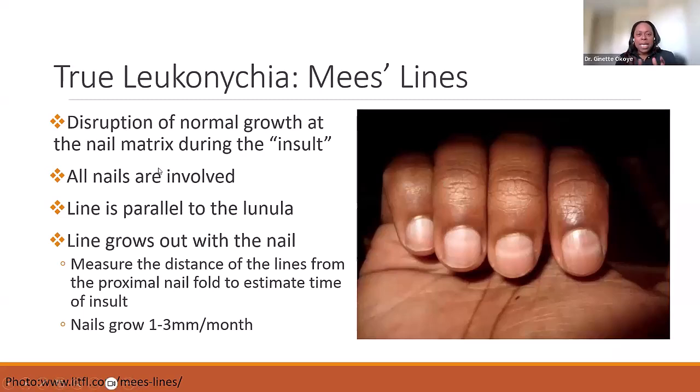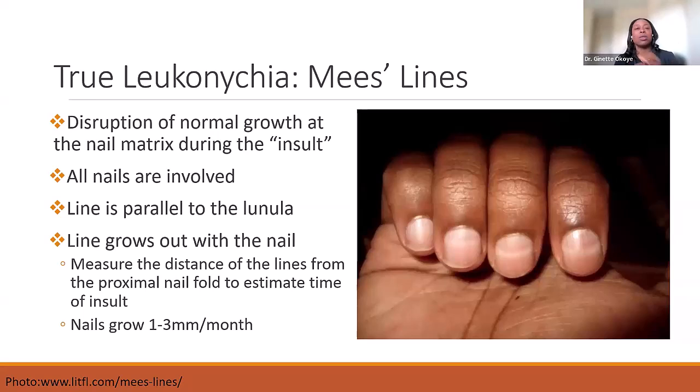So what is a Mees line? Basically, it's just a disruption in the normal growth of the nail matrix during some kind of insult, right? An ICU stay, chemotherapy, as I mentioned, arsenic poisoning. You can think of Mees lines as sort of a beginning of a Beau's line, which is the divot. If the insult goes on long enough, you're actually going to have a sink in the nail where the matrix really decided not to make nails for a while.